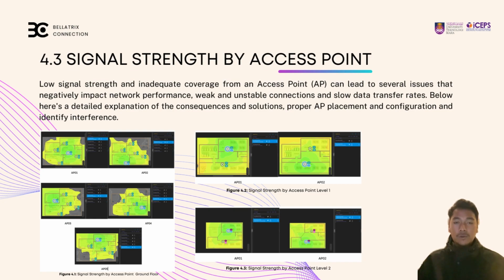Low signal strength and inadequate coverage from the AP can lead to several issues that negatively impact network performance: weak and unstable connection and slow data transfer rate. Below, here is the detailed explanation of the consequences and solution. Proper AP placement and configuration identify interference. So basically, we can see from the left side of the figure all of the APs from ground floor. We'll see the average signal strength for each AP from ground floor, level 1 and level 2.